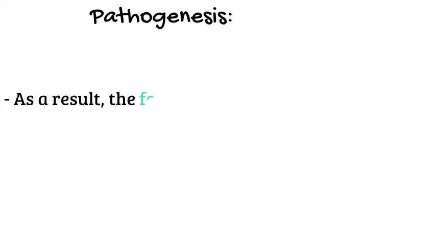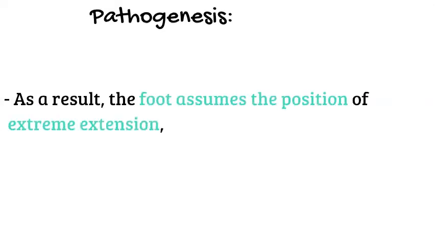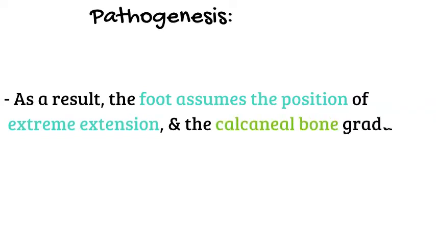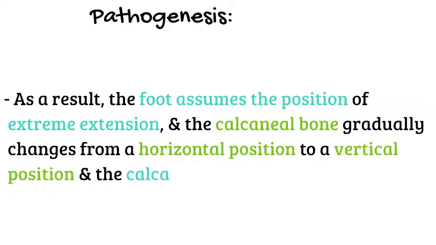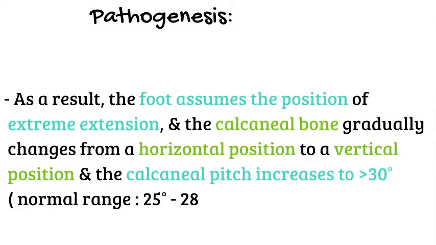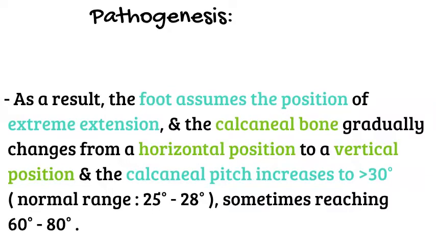As a result, the foot assumes the position of extreme extension and the calcaneal bone gradually changes from a horizontal position to a vertical position, and the calcaneal pitch increases to more than 30 degrees, with a normal range of 25 to 28 degrees, sometimes reaching around 60 to 80 degrees.